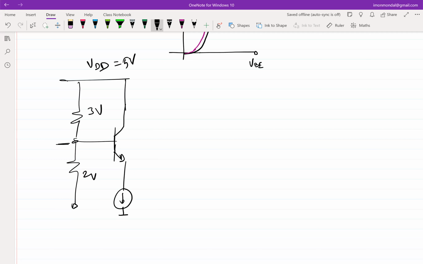But let's get into biasing first. So what is this voltage? 2 volts. So what will be this voltage? 2 minus 0.65, right? 2 minus VBE, and VBE is always 0.65. So this is 0.65. So this is 1.35. And this is 5 volts. Then you are good.